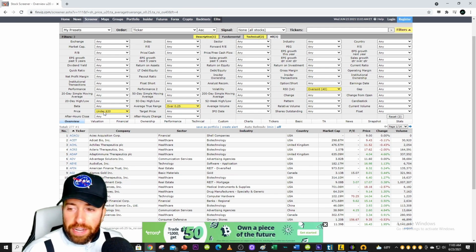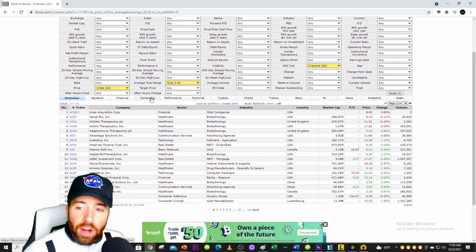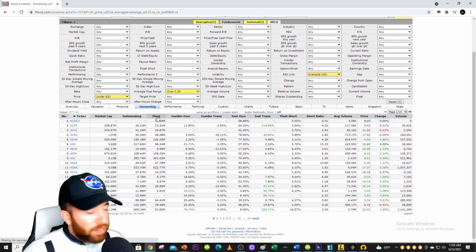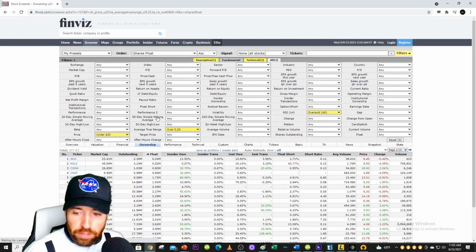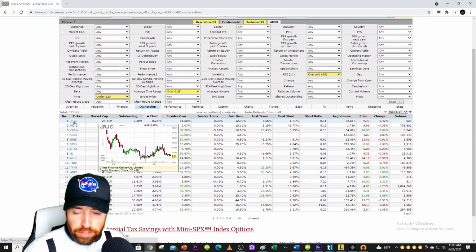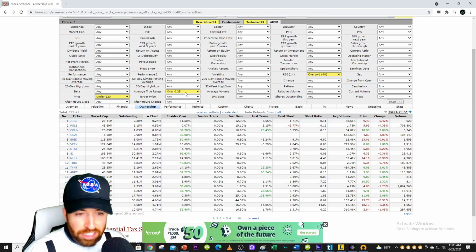Stocks that are under $20. Let's say, again, moves over 25 cents per day. Let's say RSI, oversold. So let's see what else we can do here. Let's add ownership. When we click ownership, float's going to be coming on up. So when we, again, go ahead and look at the float, we can filter that out. Now we have the lowest float stocks that are moving at least 25 cents that, again, are now oversold.